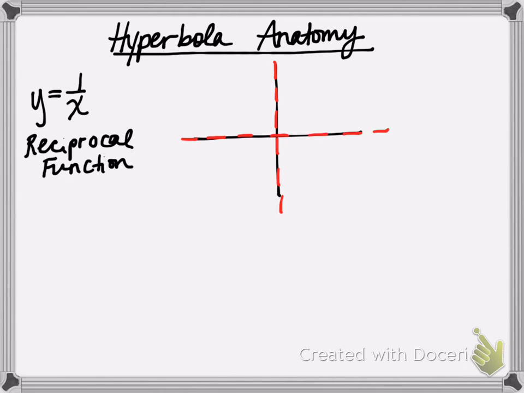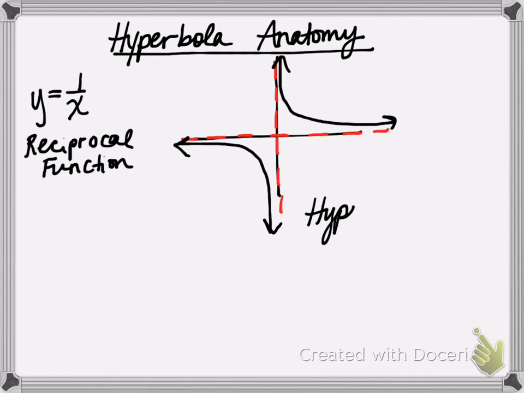And the reciprocal function has one branch in the first quadrant and another branch down in the third quadrant. We call it an odd function because it has origin symmetry. But it turns out that this function could also be classified as a hyperbola. So take a look at the shape of this graph, because this is a hyperbola.